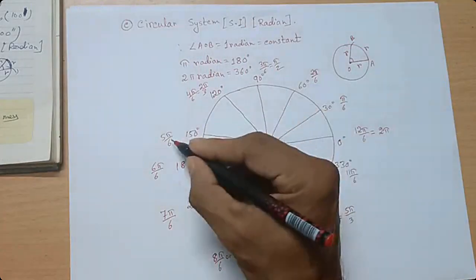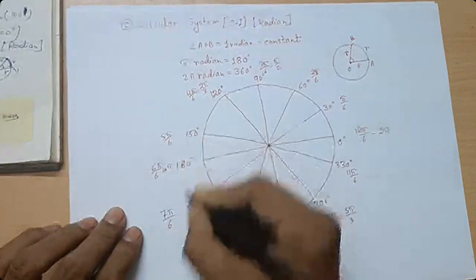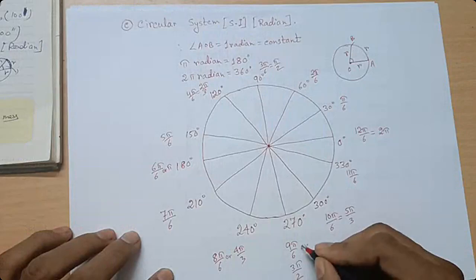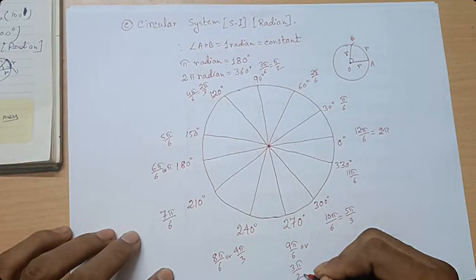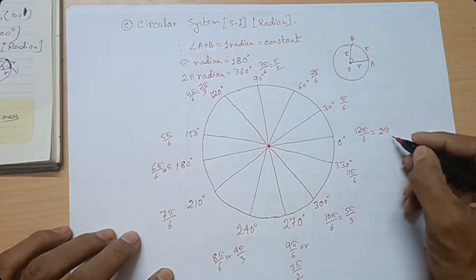Now here you see that is pi by 6. Pi by 6 can be written as pi, 7 pi by 6, 8 pi by 6 or 4 pi by 3. And 270 degree is 3 pi by 2. It is 5 pi by 3, 11 pi by 6, and this is 2 pi.